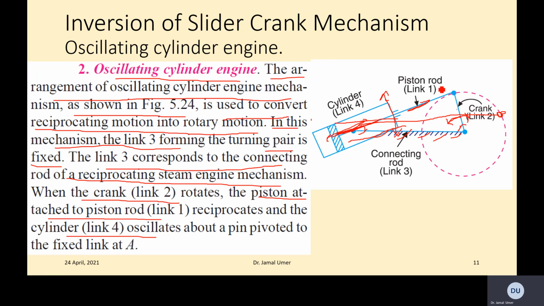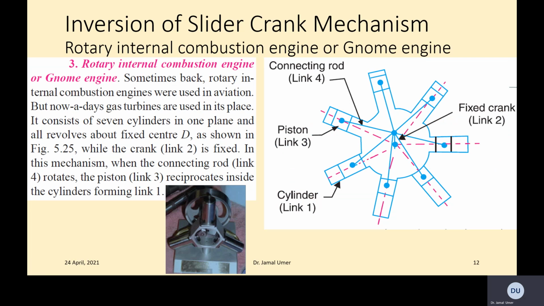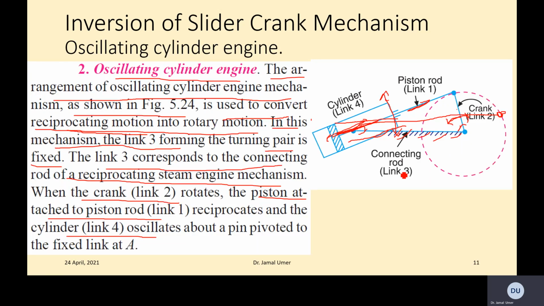So we got a reciprocating movement. Why are we calling it an engine? Because we are converting the reciprocating motion into rotary motion. That's what the engine does. You got a piston reciprocating and then rotary motion on a crank, which is where you get the movement. But here the cylinder is also making a rotation, so it's oscillating. So this is one example, the oscillating one.